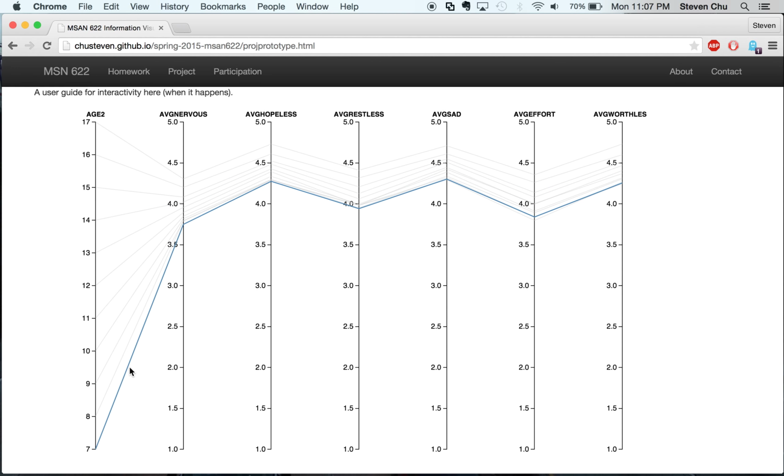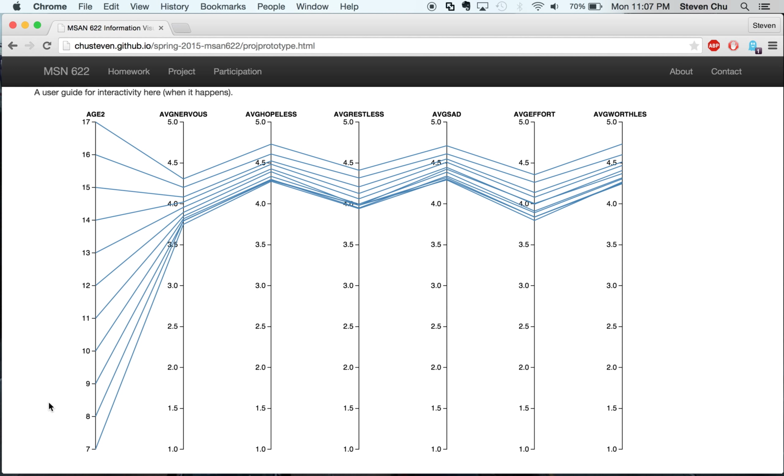What I want to do with this chart is turn it into a simple line chart. I think as it is right now as a parallel coordinates plot, it's a little bit cluttered, and I think I can get the same information with greater data ink ratio in a line chart.